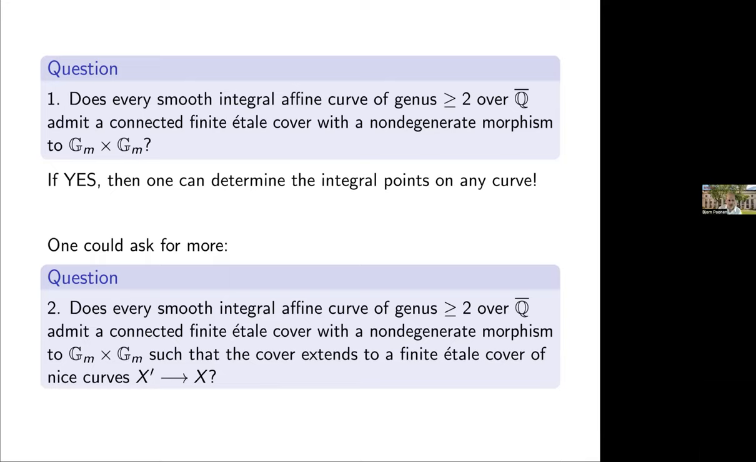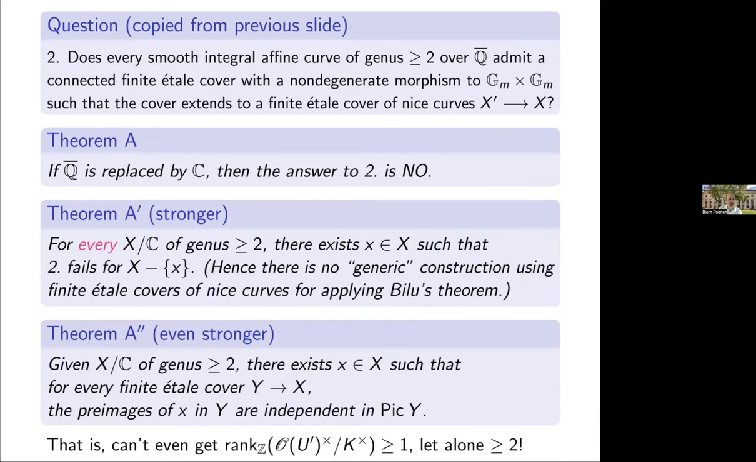All right, so, well, let's see. So here I just copied in the main question, or this is the second question in the previous slide. And now let me tell you what I can actually prove. So I can't quite answer this question, but I can, even though it's a purely geometric question, prove a negative answer to this if I replace Q bar by an uncountable algebraically closed field, like the complex numbers.